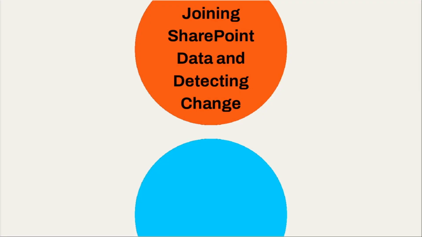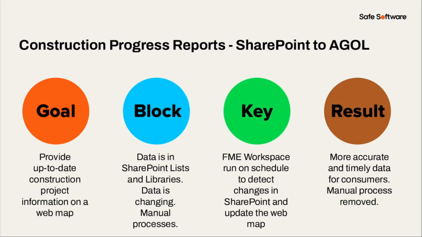So the first thing we're going to do is build on our initial Flash demo and look at how we can make that a little more robust. We'll look at joining SharePoint data and detecting change. So we're going to take our construction progress reports example, which is syncing SharePoint to ArcGIS Online. And our goal here is, of course, to provide up-to-date construction project information on a web map. The blocker is SharePoint, that data is in SharePoint lists and libraries.